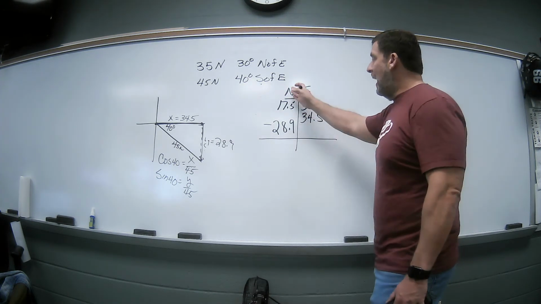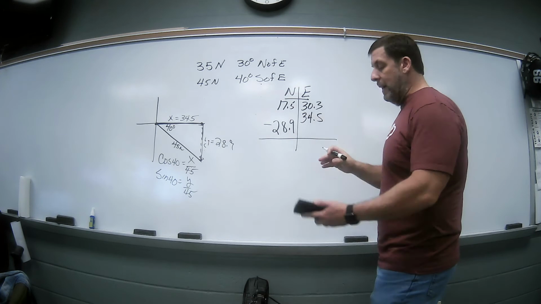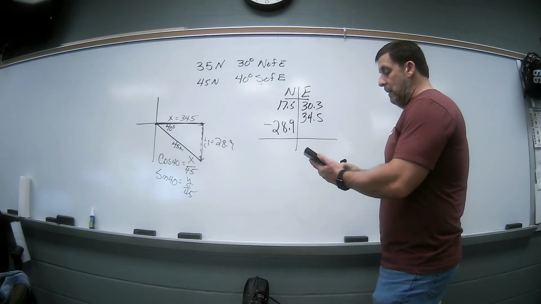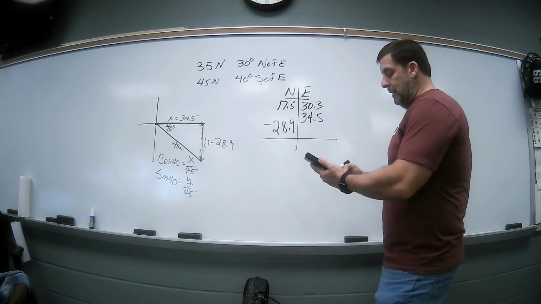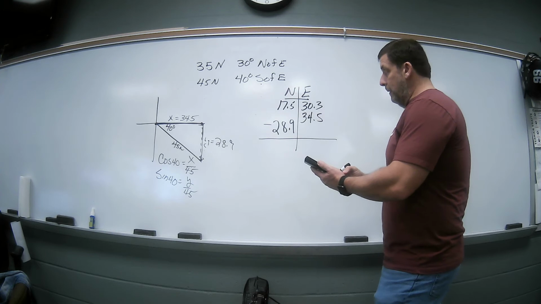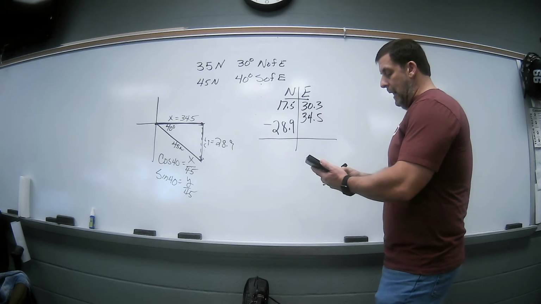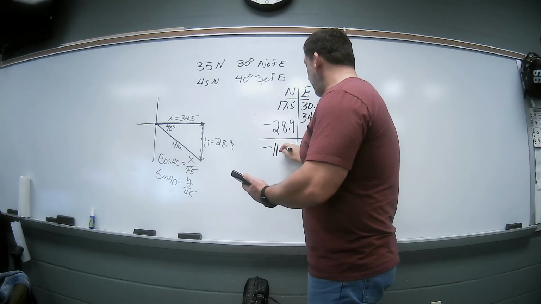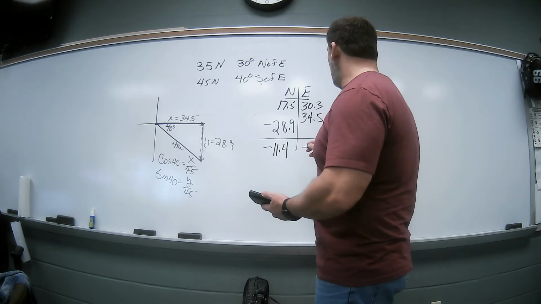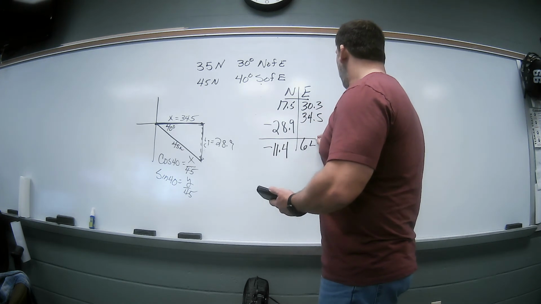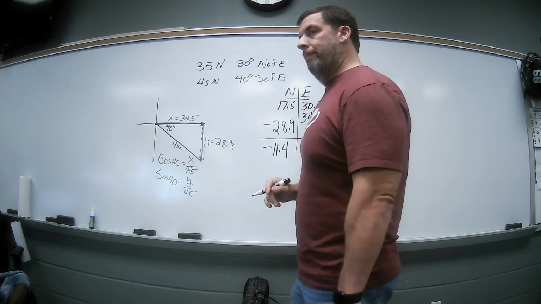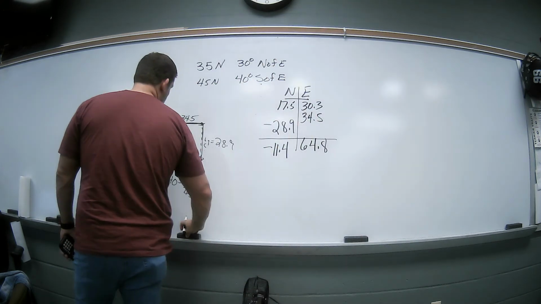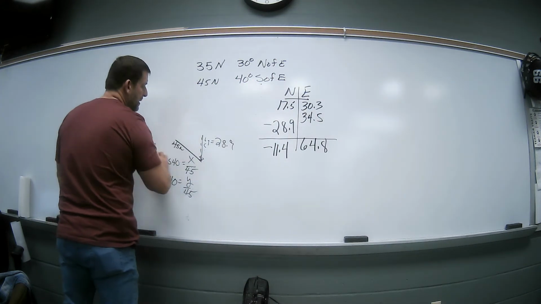Now, look at this. I can add all my northward components and all my eastward components together. 17.5 plus a negative 28.9, and I get negative 11.4. Here you should get 64.8, all right? Now watch, I'm going to erase this.